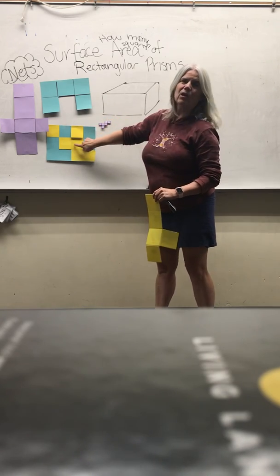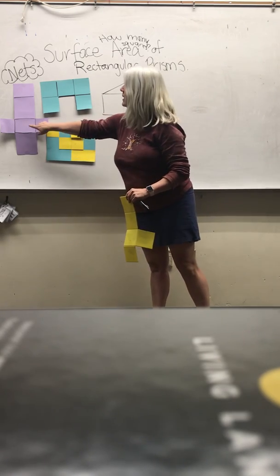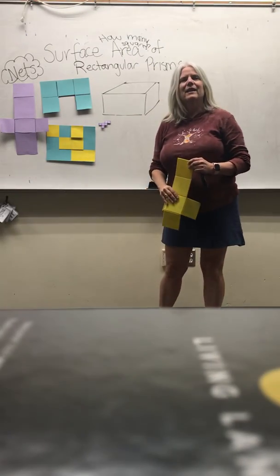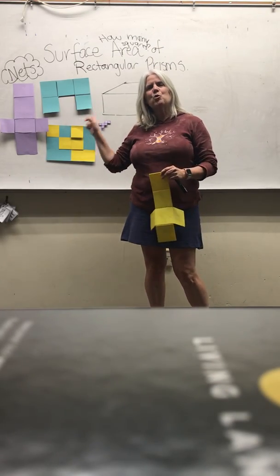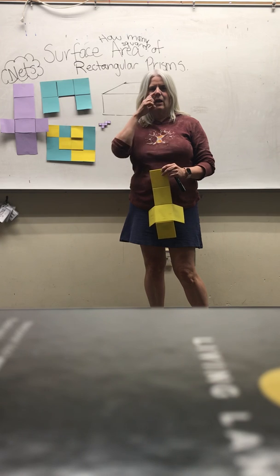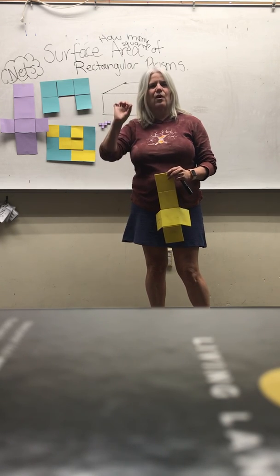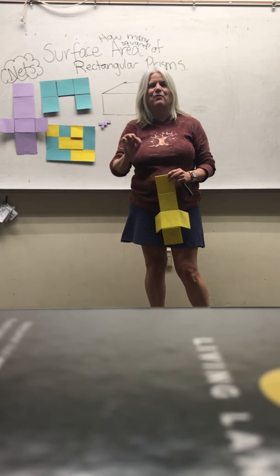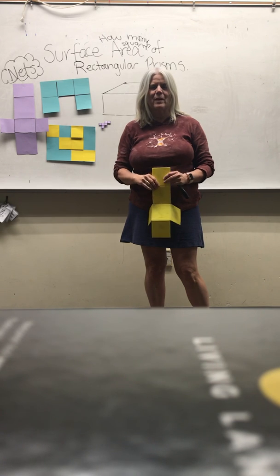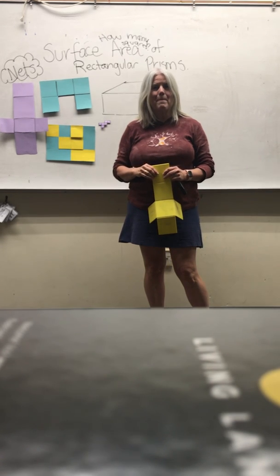One, and then the yellow is the net here. Here's a net, and here's a net. Think for a minute, which ones of these nets are actually accurate? They are a net for a rectangular prism. Pause the video and think about that.